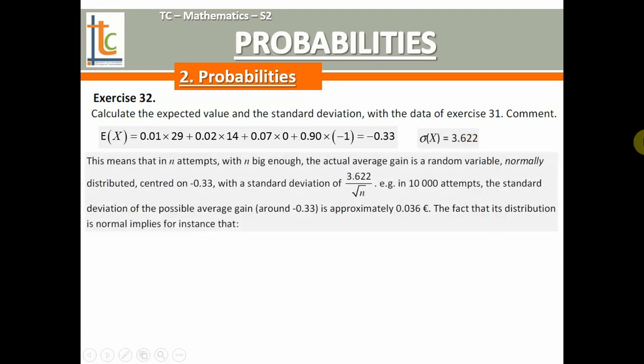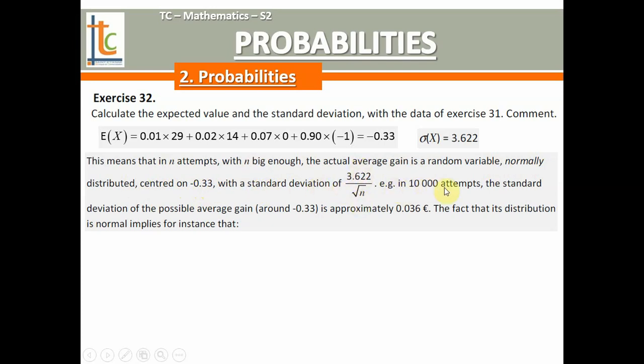Okay, so how could we comment these values by examples? Let's go back to the formulas of confidence intervals. And let's talk about the most important, that is sigma of x divided by the square root of n, number of trials. So this means that in n attempts with n big enough, the actual average gain is a random variable, normally distributed, centered on negative 0.33, with a standard deviation of this fraction.